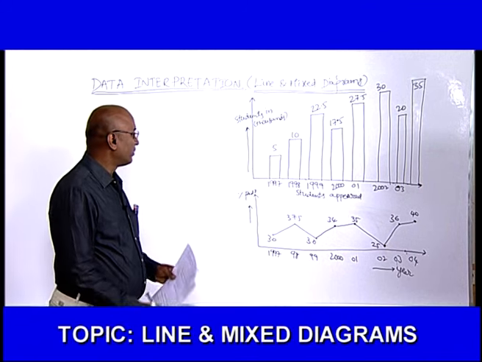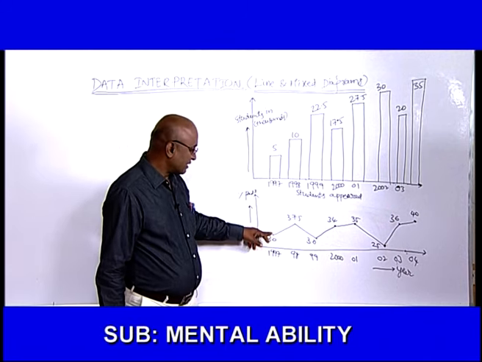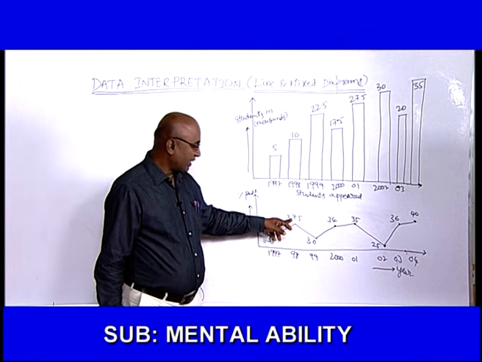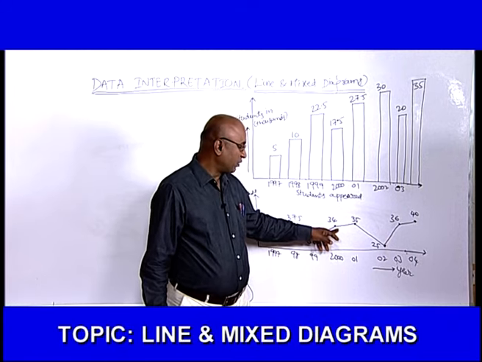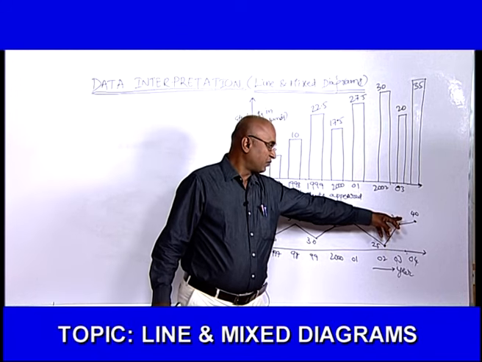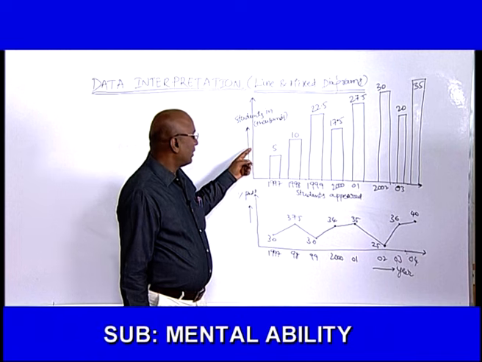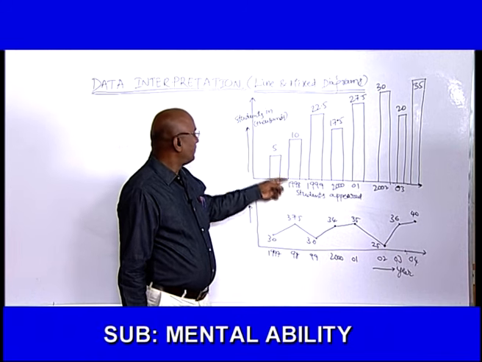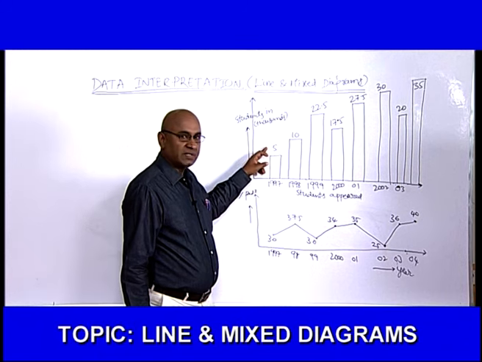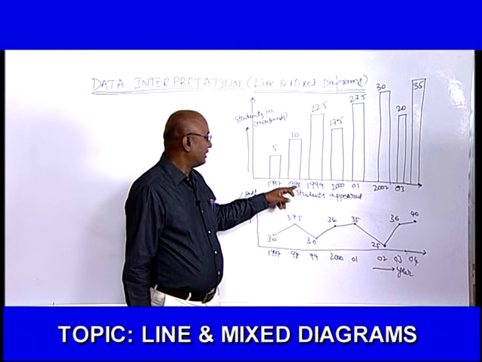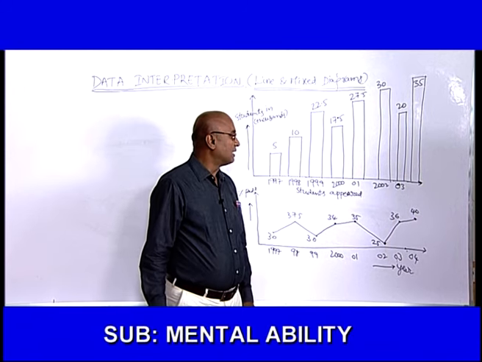First question, before that, the percentage of students passed in 1997 is 30, in '98 it is 37.5, in '99 30%, in 2000 34%, like that, in the year 2004 it is 40%. Next, in the bar diagram, the students appeared is given in thousands. In the year 1997, 5,000 students appeared, and in '98, 10,000, in '99, 22,500, and so on.